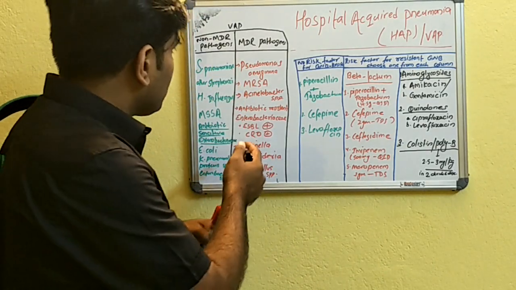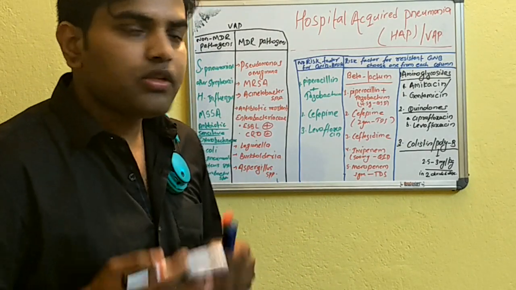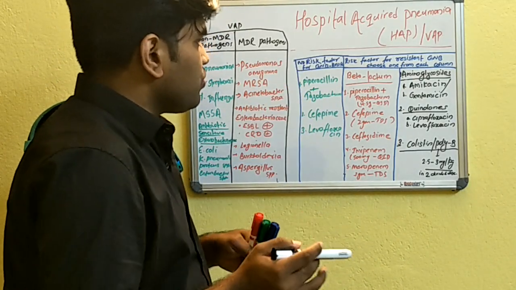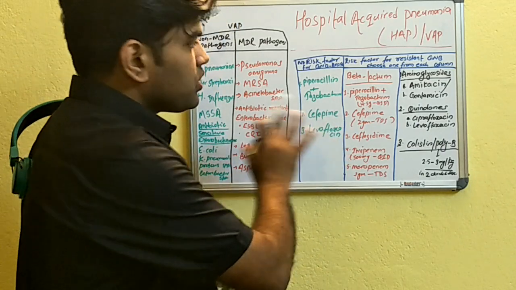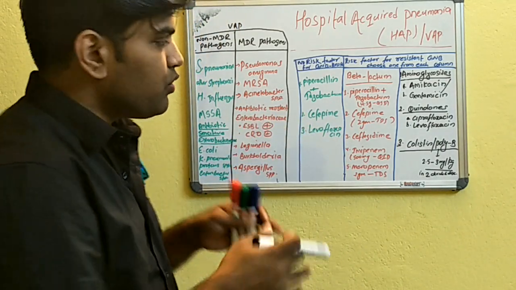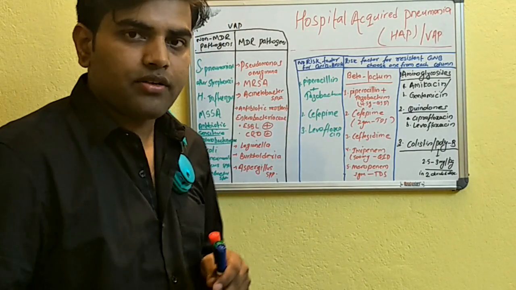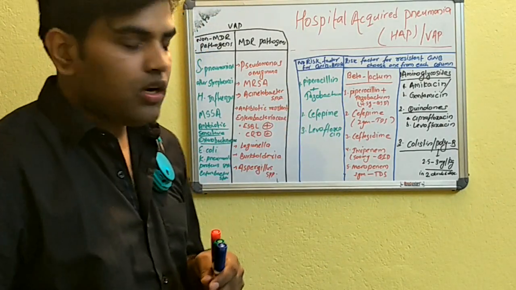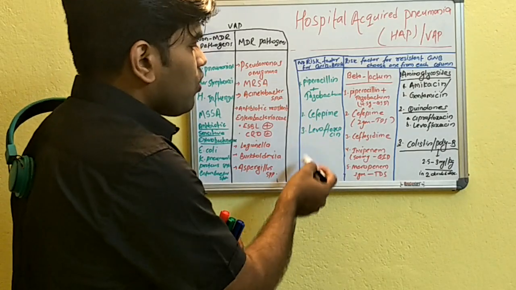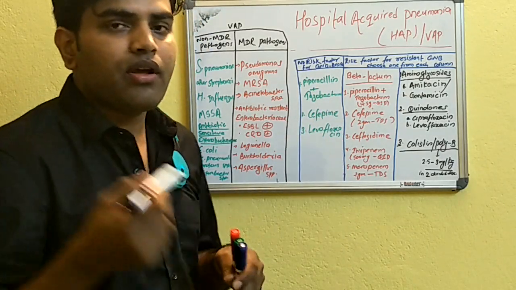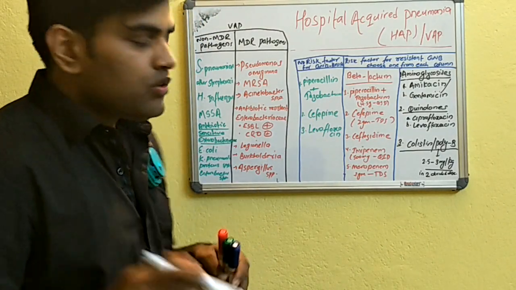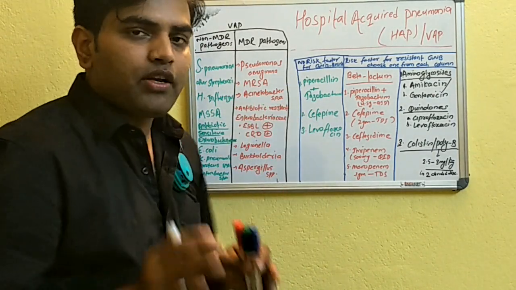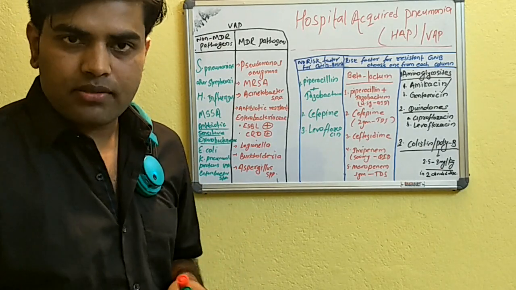So if it is a non-MDR pathogen, what will be the treatment option? This is a group of antibiotics, and both charts are from Harrison 20th edition, and you will find this chart in Harrison. Okay, so piperacillin tazobactam will be the number 1 choice. Otherwise, you can use cefepime 2 gram TDS or levofloxacin 750 mg OD. So if you are finding a non-MDR pathogen, then this group of antibiotics will cover that organism.